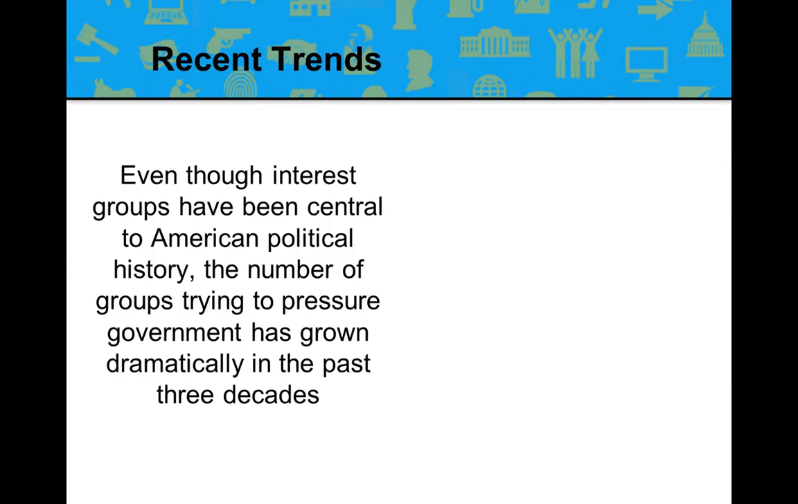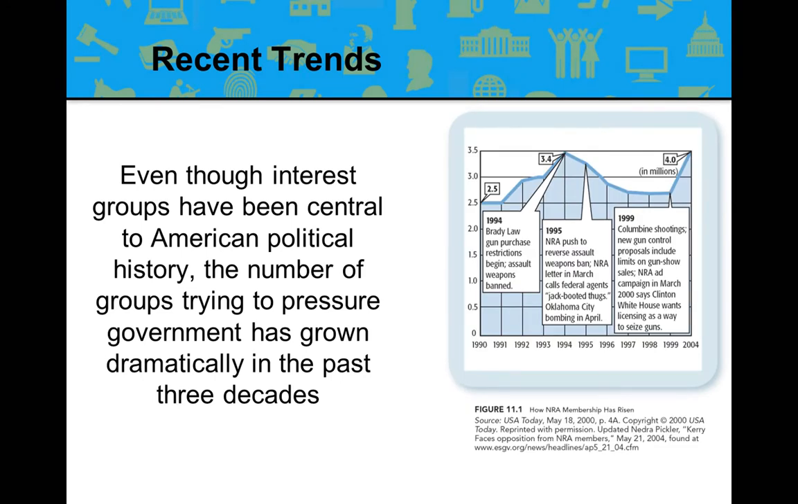In terms of recent trends, interest groups have been important to American politics since the beginning. In fact, James Madison referred to interest groups as factions. They're also known as pressure groups or special interest groups. But the key is that they've really tried to influence policy. There's a growing number of them that try to pressure government, and you can see how quickly they've grown over the last several decades.